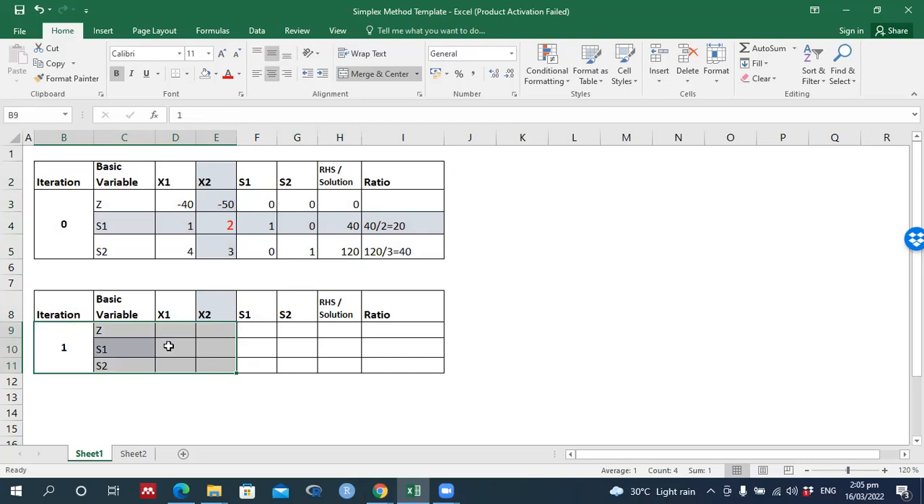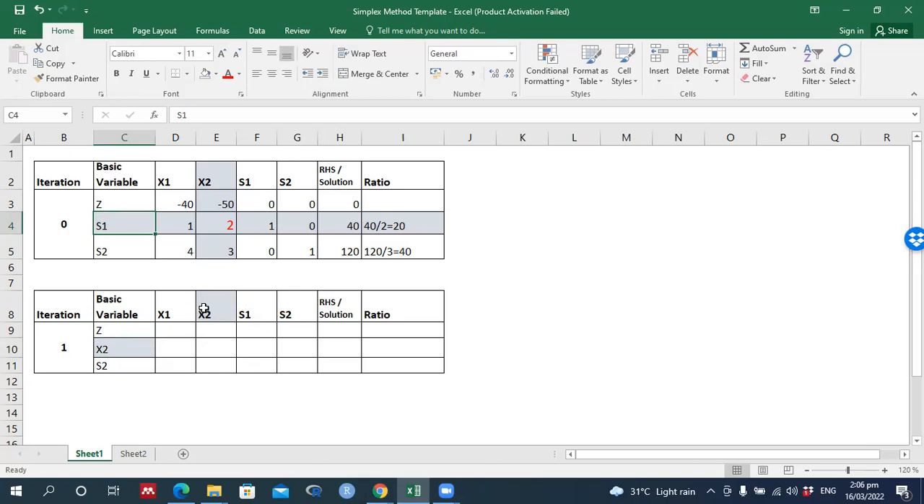At iteration 1, the variable X2, which was on the pivot column, will now come to replace the S1 value on the pivot row. So you'll realize that we will no longer have S1 here, but we're going to have Z, X2, and then S2, which means that S1 is our leaving variable. It is out of the context now.